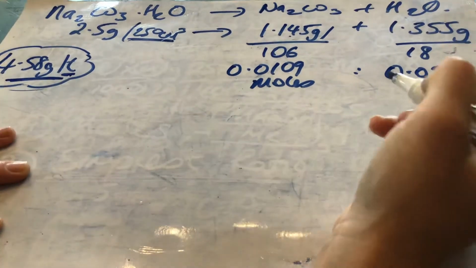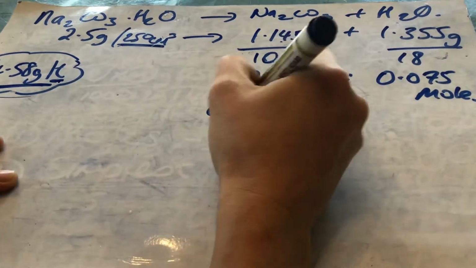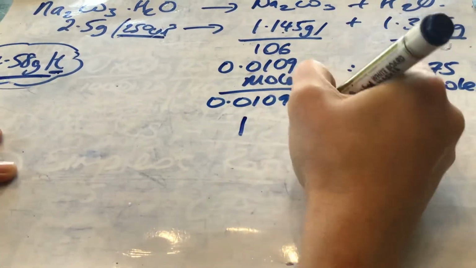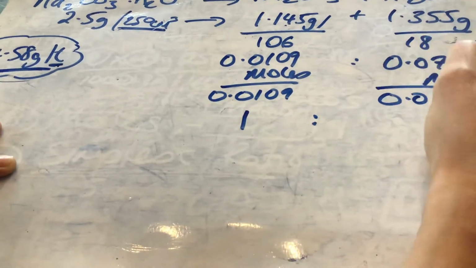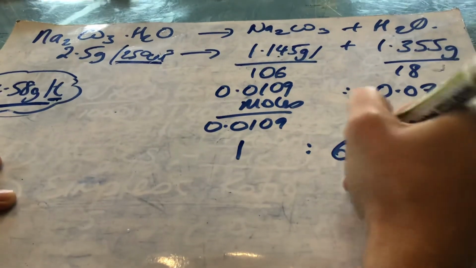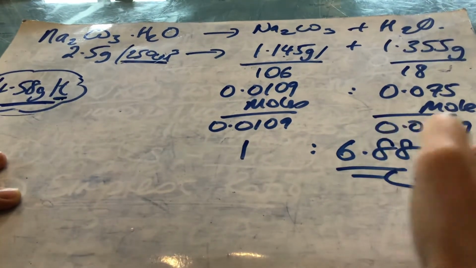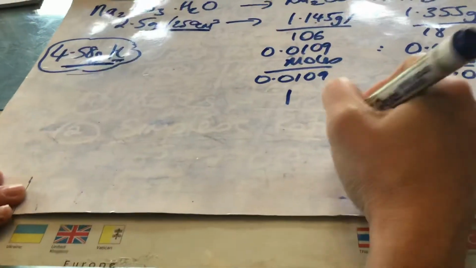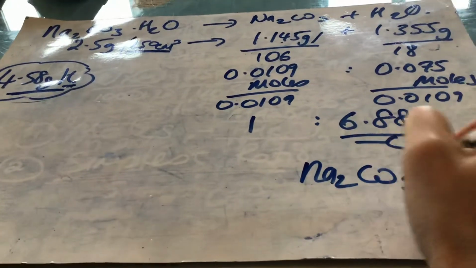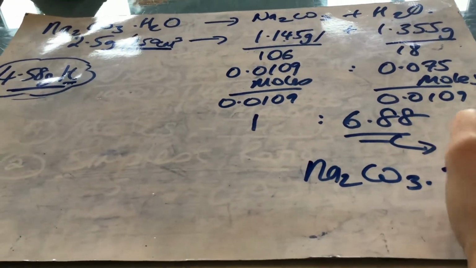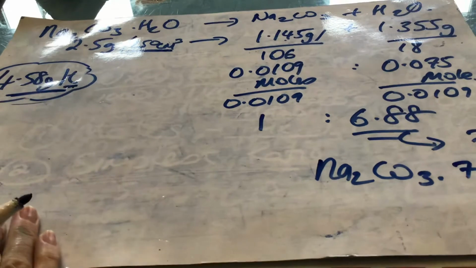How will I calculate the simplest whole number ratio? Divide by the smallest number. And that'll bring that to 1. And when you divide that by the smaller number, you're getting 6.88. And remember to round it off to the simplest whole number ratio. And then don't forget to rewrite the formula at the end by putting in the x. You know that the x is water, okay?